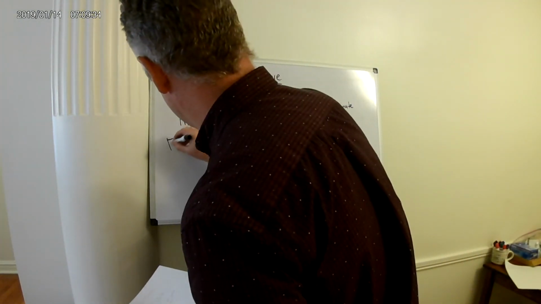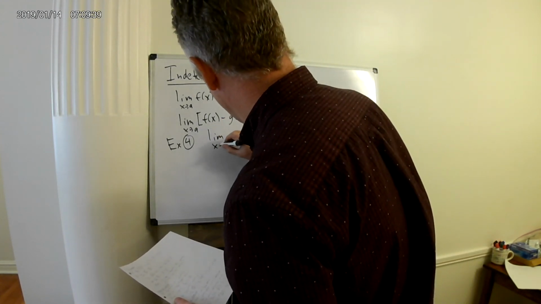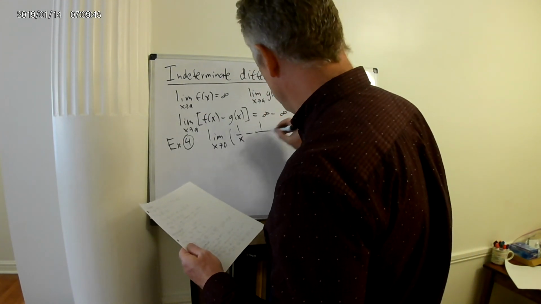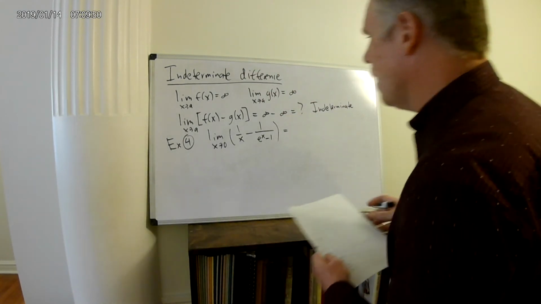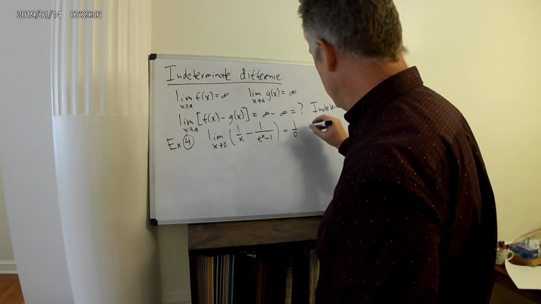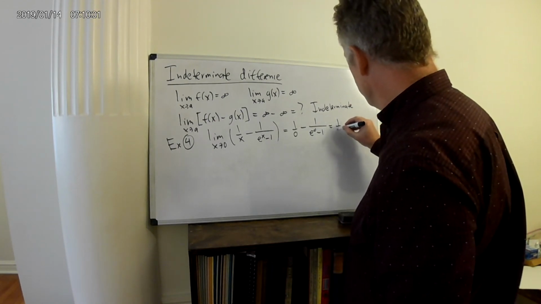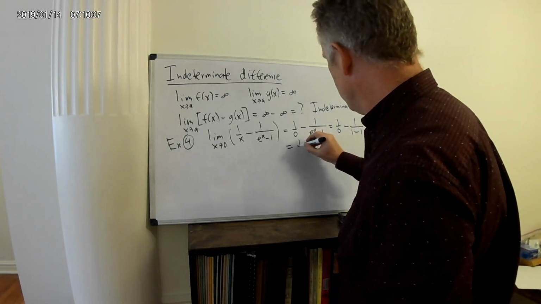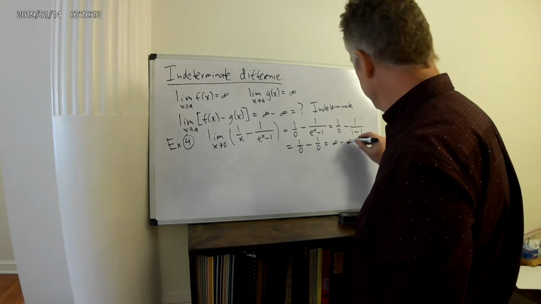So here's example 4. Okay, let's write this example down. Let's say I have the limit as x approaches 0 of 1 over x minus 1 over e to the x minus 1. Okay, and I decide to plug in x equals 0 into this limit. I get 1 over 0 minus 1 over e to the 0 minus 1. This equals 1 over 0 minus 1 over 1 minus 1, which equals 1 over 0 minus 1 over 0, which equals infinity minus infinity.